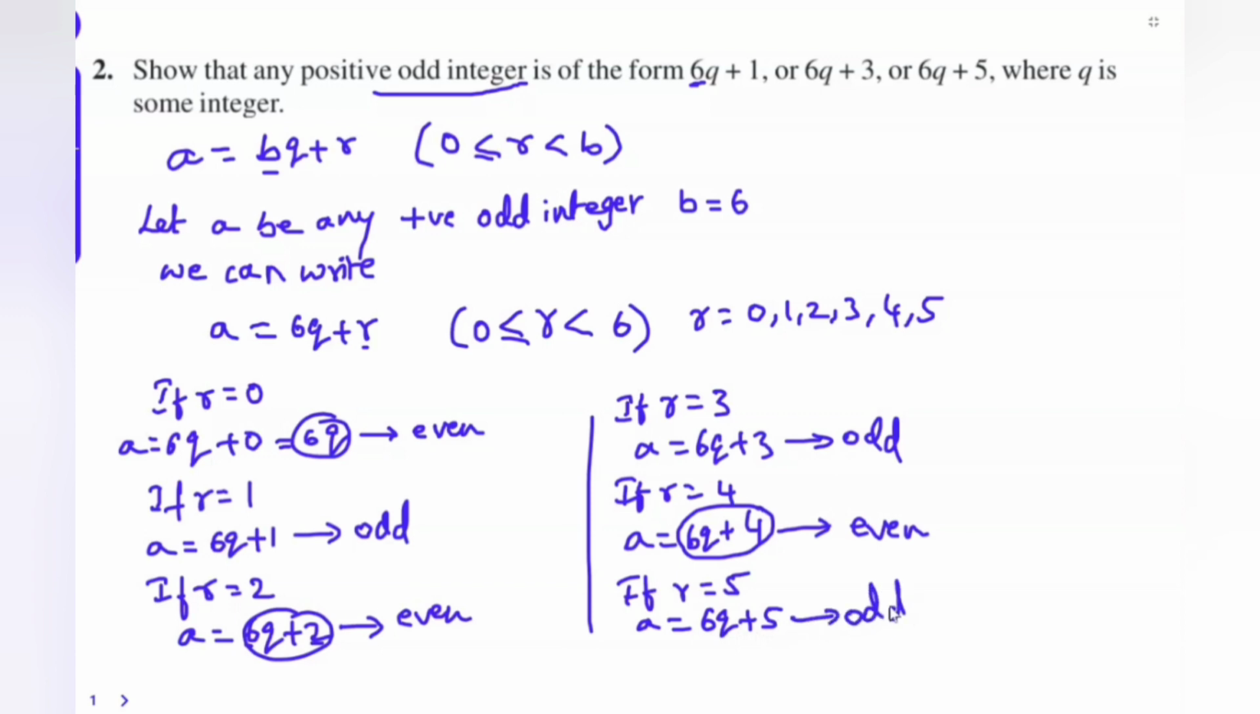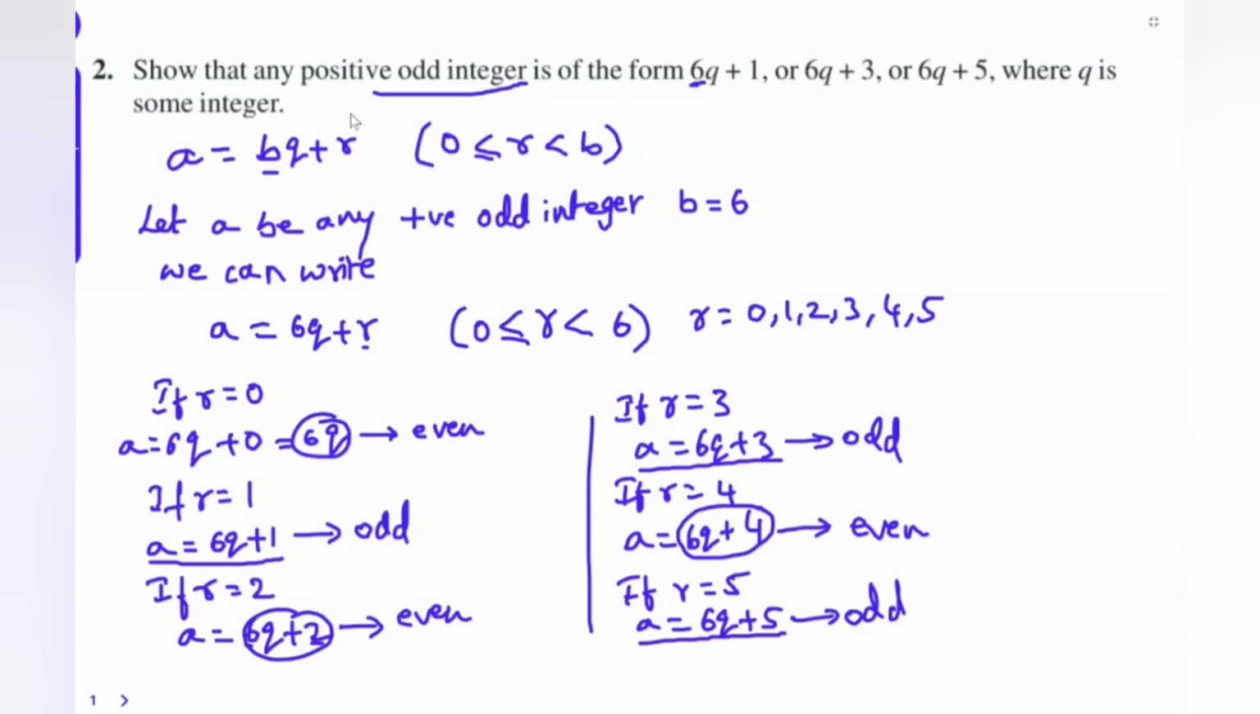So, all the numbers are either even or odd. Whatever even numbers are there, the remaining other numbers are odd. So, the alternate numbers are all odd. So, you proved now a = 6q+1, a = 6q+3 and a = 6q+5. These three numbers are all odd number representations.